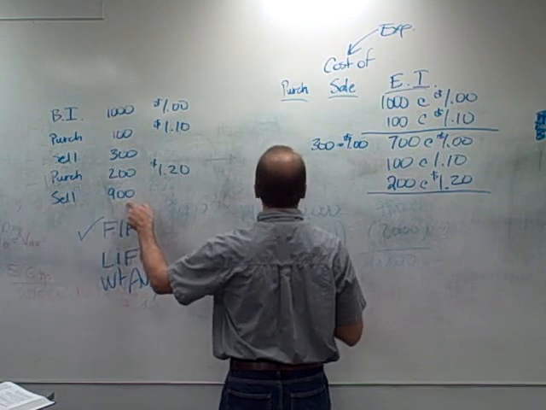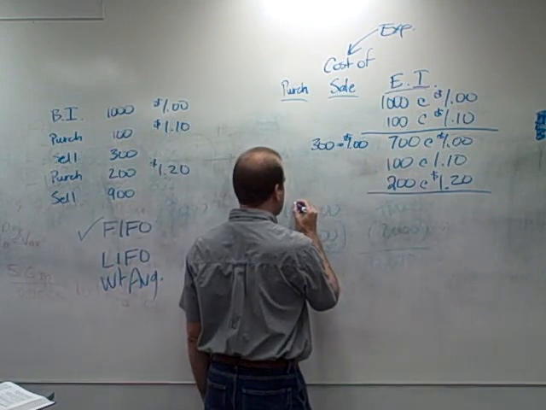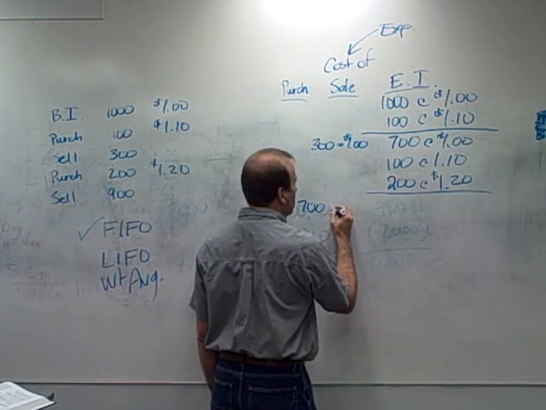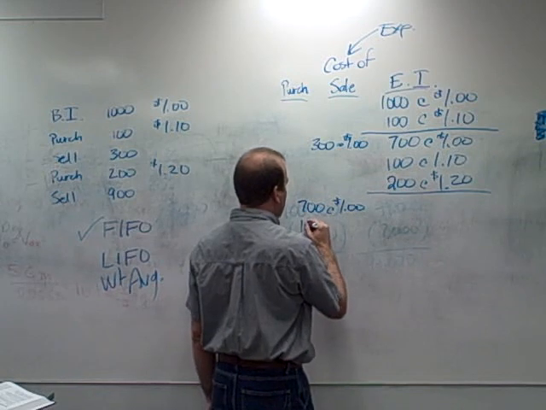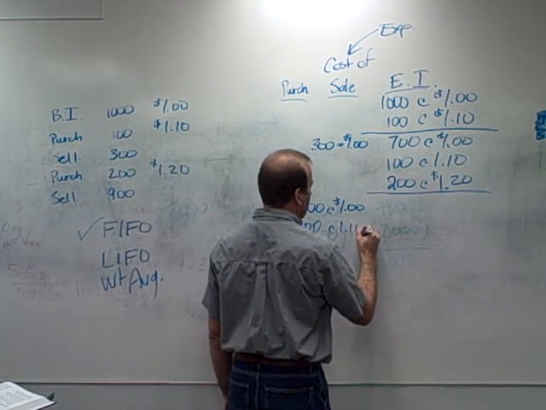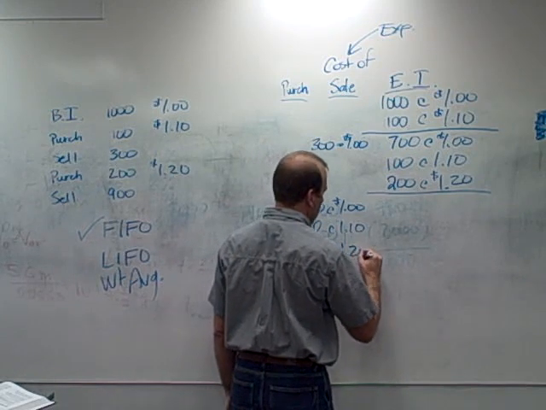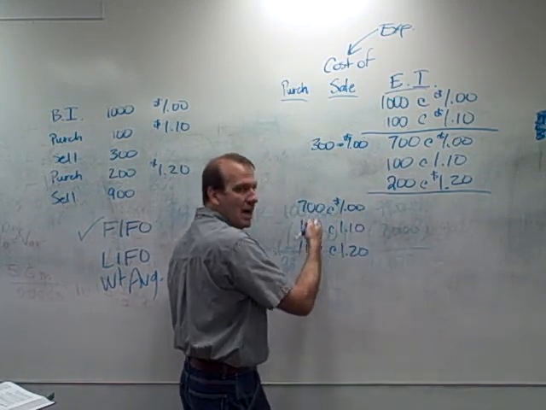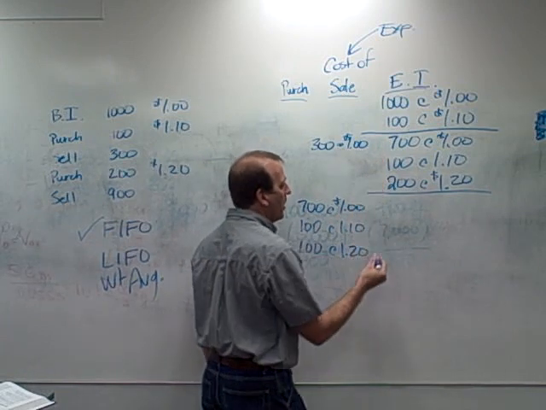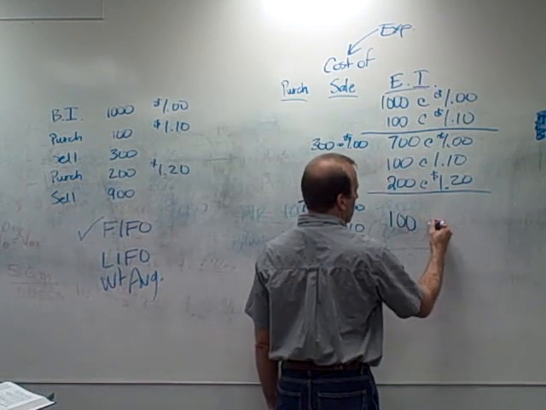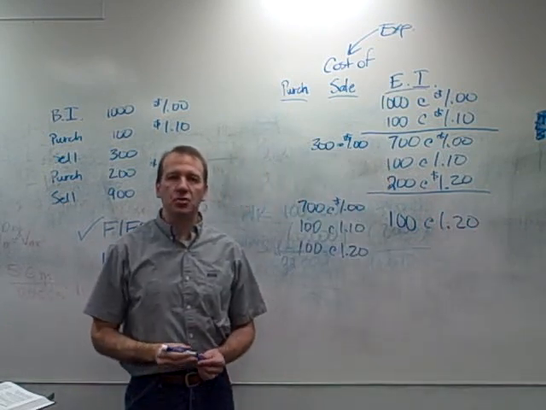And then we had a sale. We sold 900. So we sold all 700 of those, because this is first in, first out. This is FIFO. So we sold all of those. We sold 100 of those. And 100 of the $1.20, because we need 900 here, and here's the 900, 700, 800, and we need one more 100 here. So what do we have left? We have 100 left at $1.20.